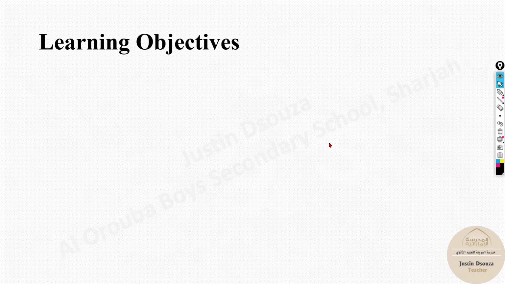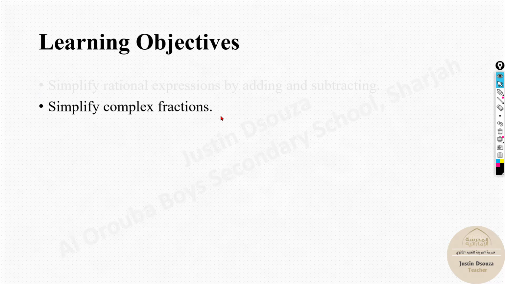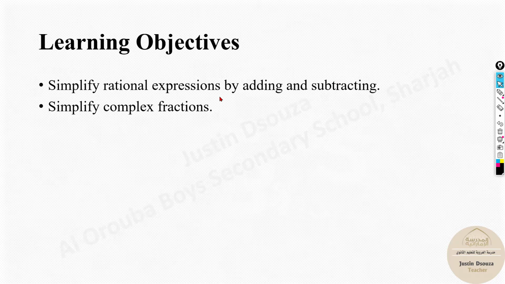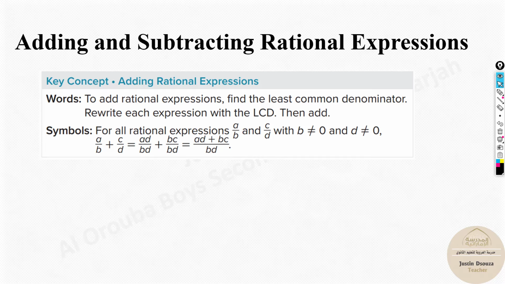So the learning objectives of this lesson are simplifying rational expressions by adding and subtracting, and to simplify complex fractions. We have looked into what complex fractions are in the last lesson. We'll be adding on to it, and we will learn to add and subtract rational expressions.